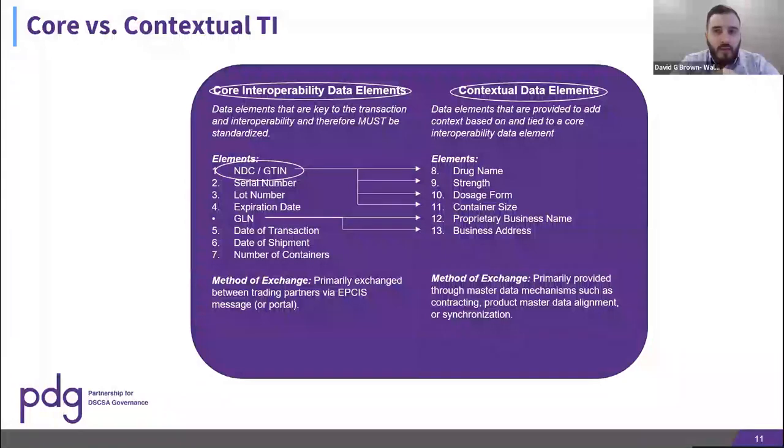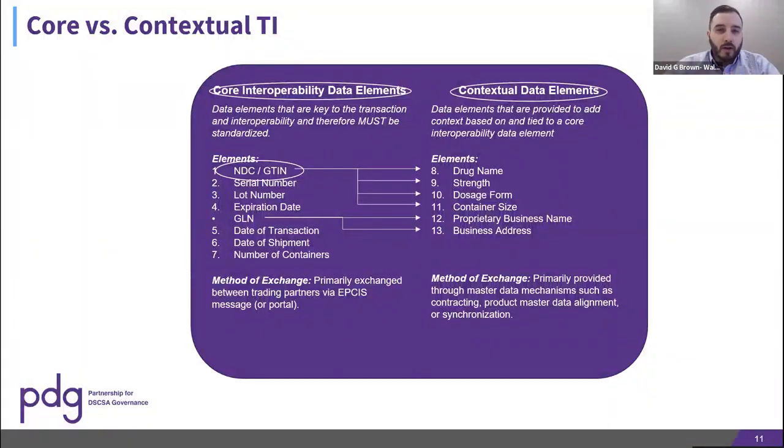Definitely, yeah. I think the PDG blueprint does call out standardization of those core elements, and that for the contextual elements, standardization is not critical for interoperability. But standardization of those contextual data elements can assist with determining if there's any sort of data discrepancies. So as previously stated, the drug name, the strength, and the dosage form are established when you're exchanging that initial master data to assign that to a specific NDC.